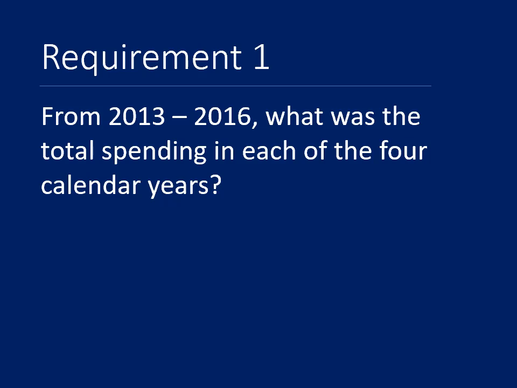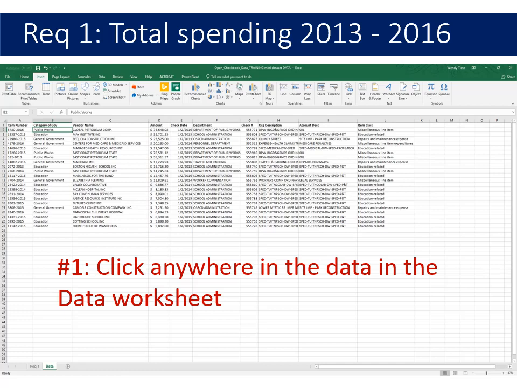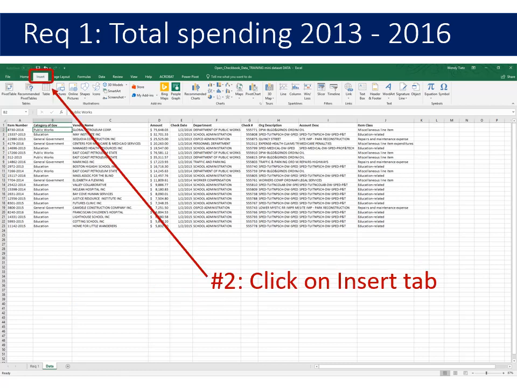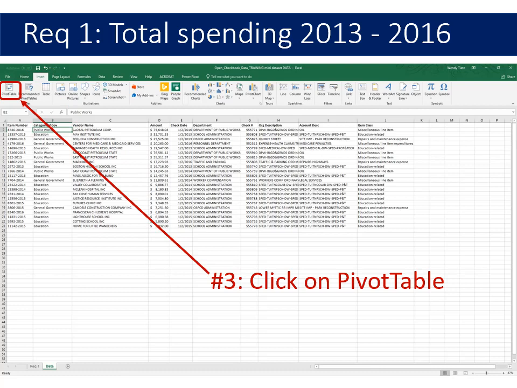Requirement 1 asks, from 2013 to 2016, what was the total spending in each of the 4 calendar years? The first step is to click anywhere in the data worksheet. Step 2 is to click on the Insert tab in the ribbon. Step 3 is to click on Pivot Table in the ribbon to insert a pivot table.